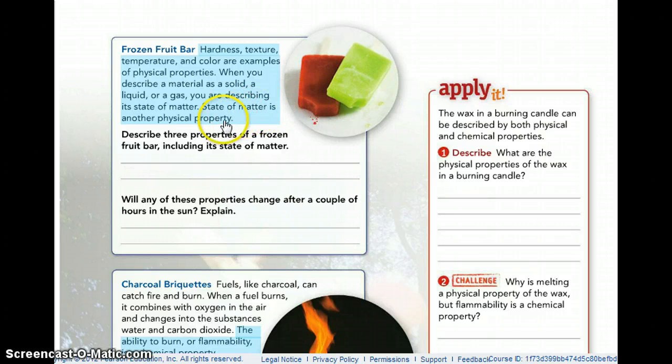And the last thing we'll talk about for physical is the state of matter. Is it a solid, a liquid, or a gas? Those are all things that describe a physical property.